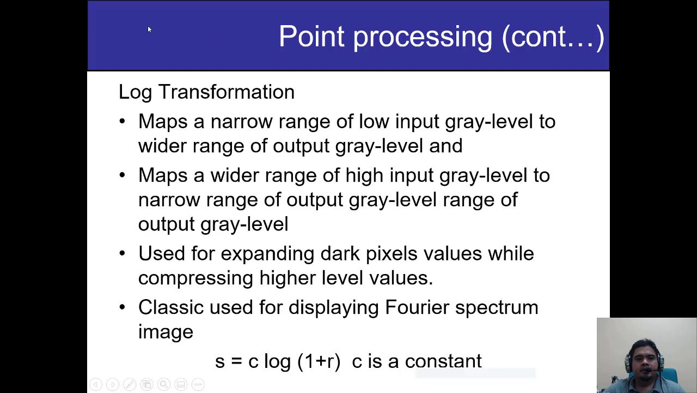If you read through this slide, it explains that the log transformation function maps a narrow range of low input gray level to a wider range of output gray level, and maps a wider range of high input gray level to a narrow range of output gray level. To understand these two statements, you need to identify the words there: the log transformation function maps a narrow range of low input level. What is the meaning of low input and high input?